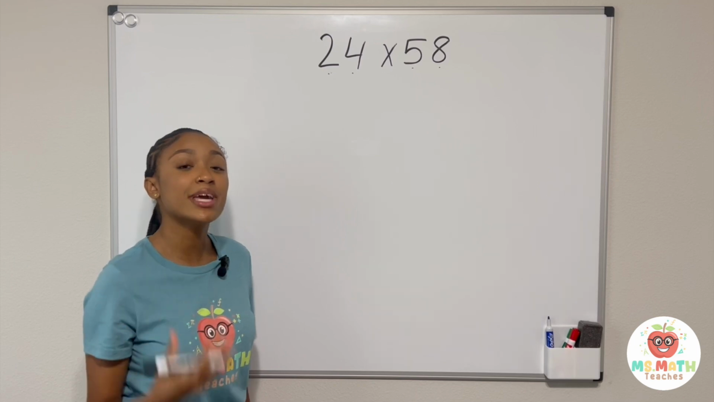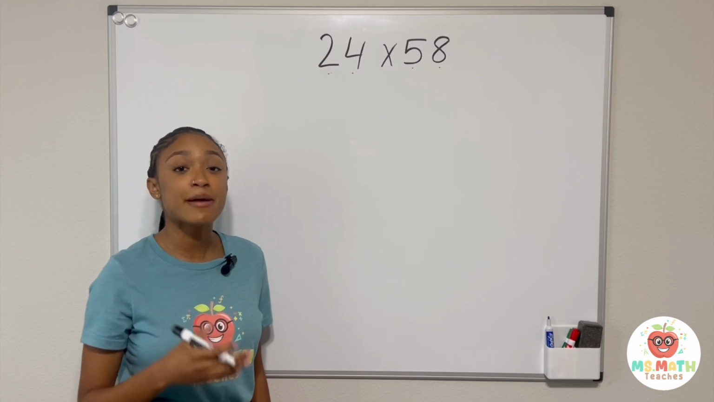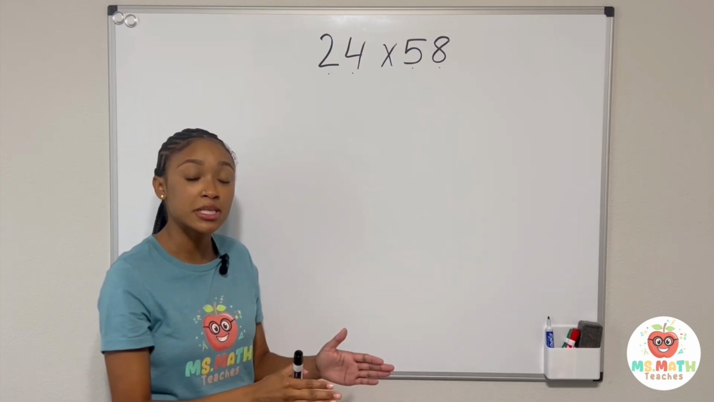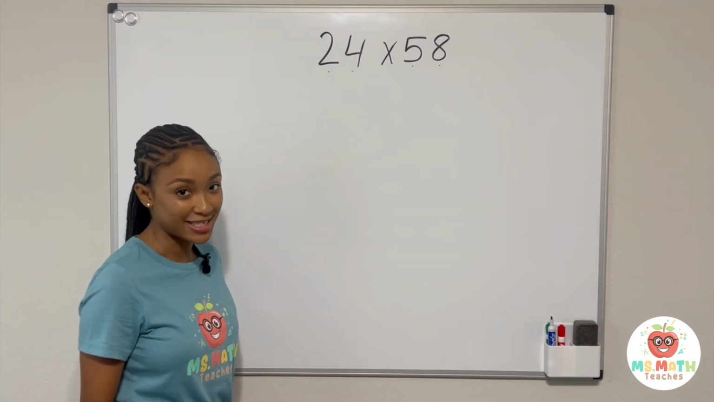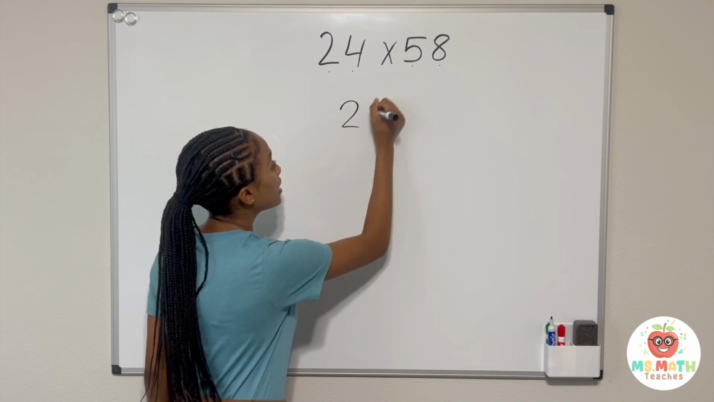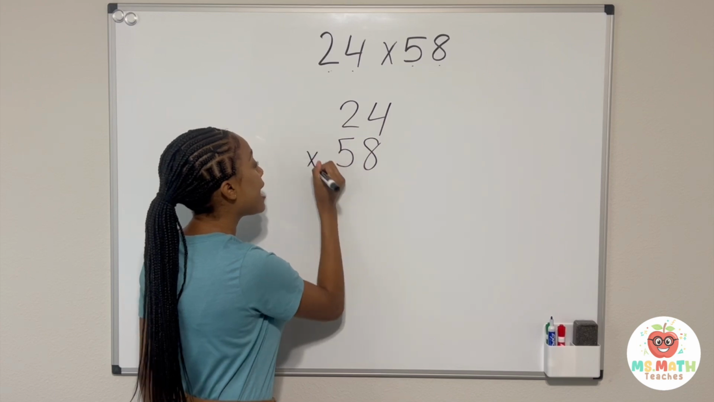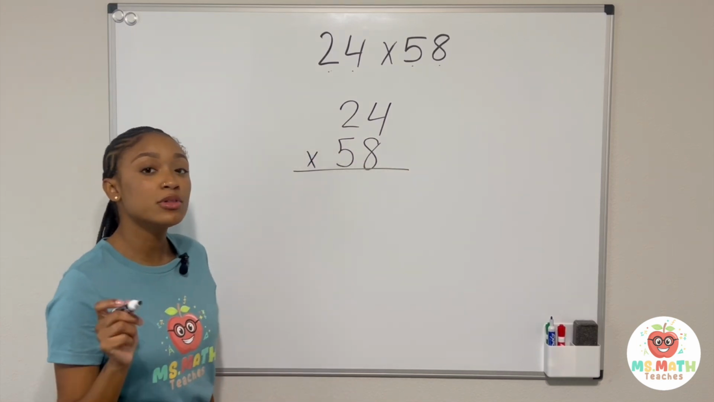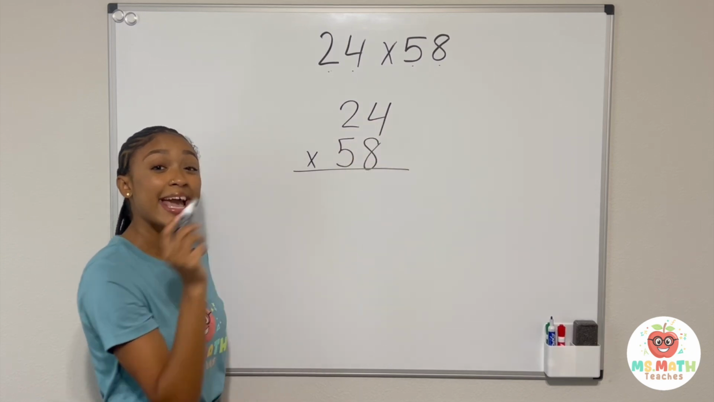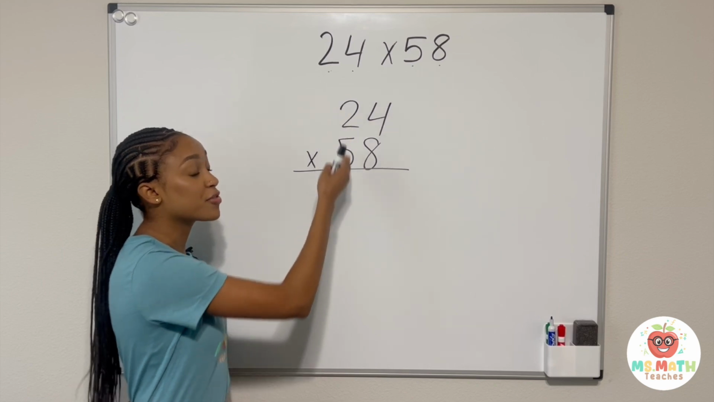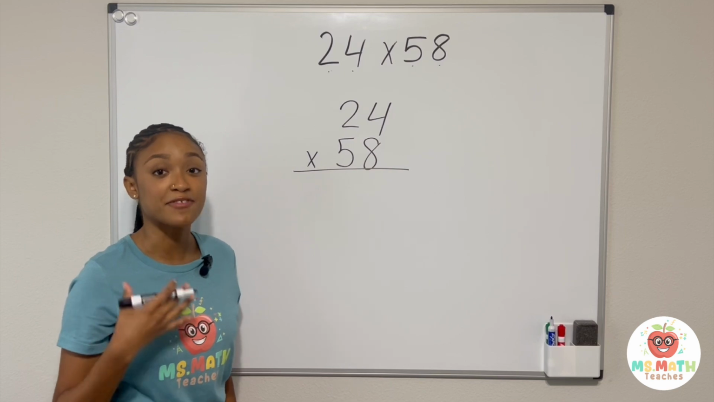Step 1, we have to line up the numbers vertically. When you're doing the standard algorithm method, that means the numbers are going to be lined up vertically according to their place value. Let's line up these numbers according to their place value. 24 will go on top and 58 will go underneath. I'm going to add my multiplication symbol. When you look at this, you see that the 4 and the 8 are both in the ones place and the 2 and the 5 are both in the tens place. Step 1 is complete because we lined up our numbers vertically.